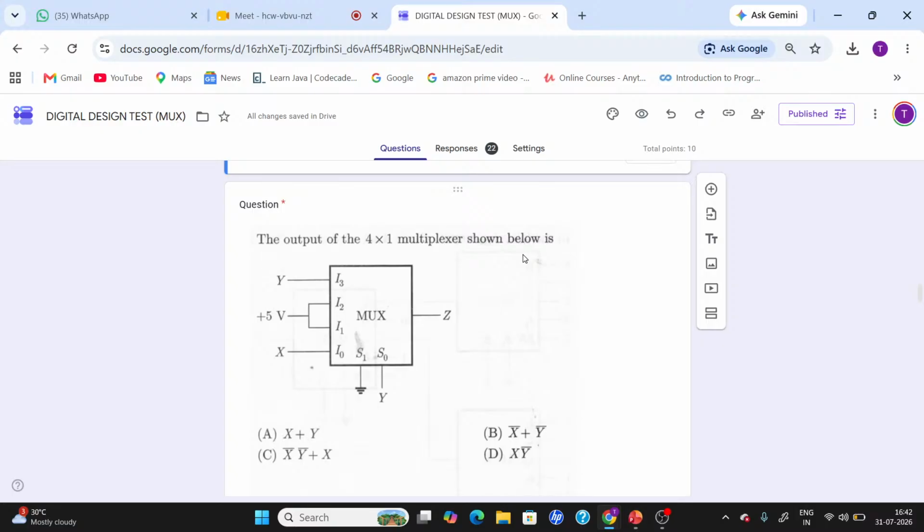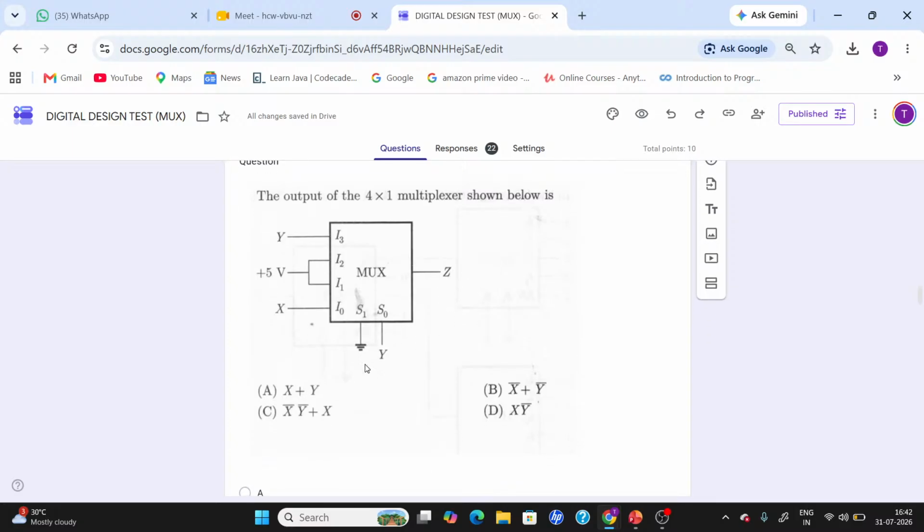Now coming to the next question. So we have a multiplexer given and they are asking to find out what is the equation for Z. And if you have observed over here, my S1 is connected to 0. Select line S1 is connected to 0 and we are going to have S0 connected to Y. We need to find out what is the output Z.